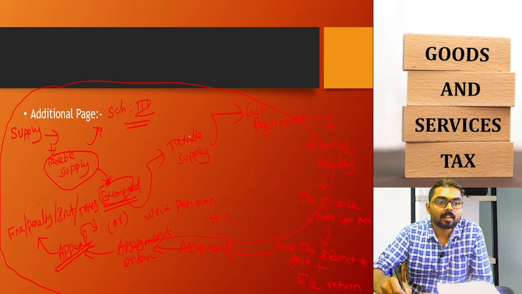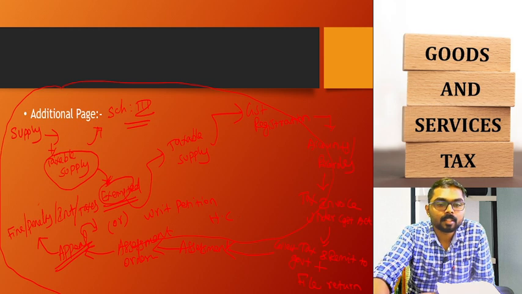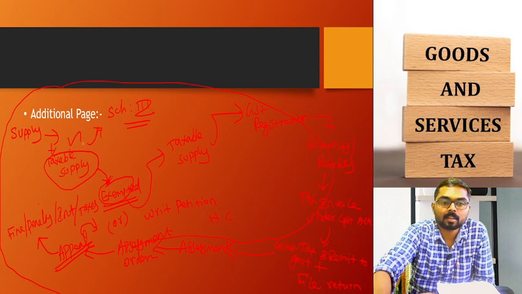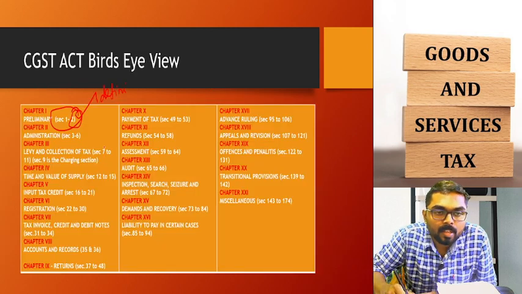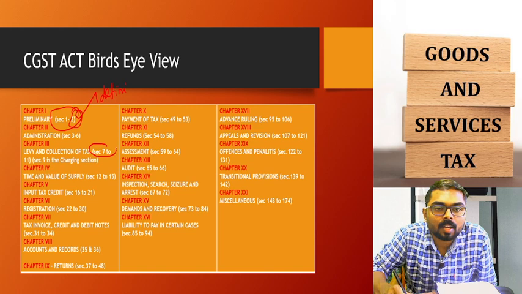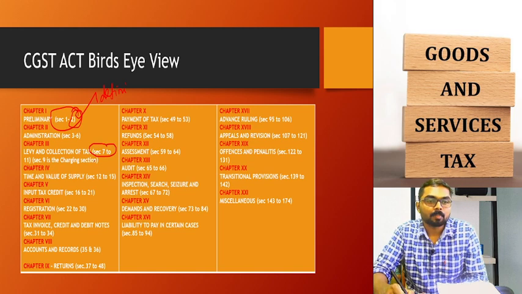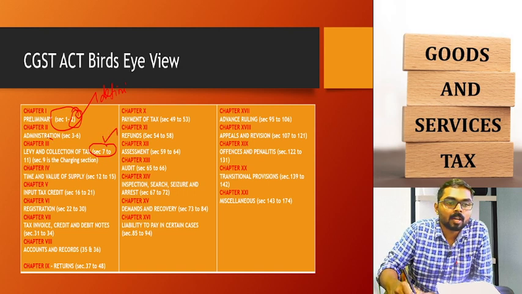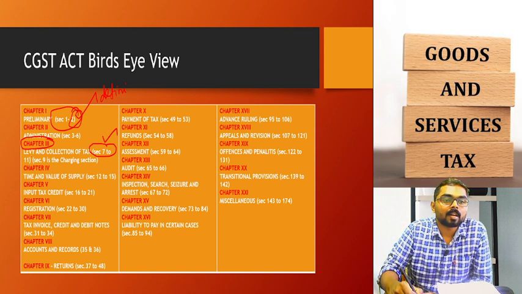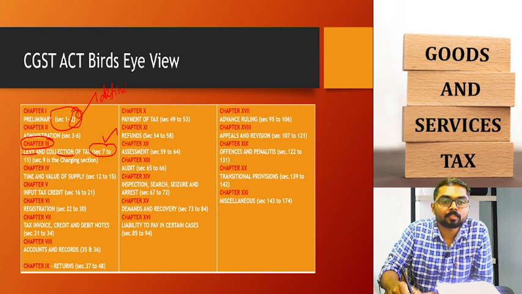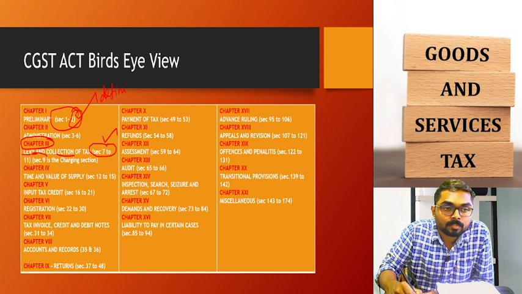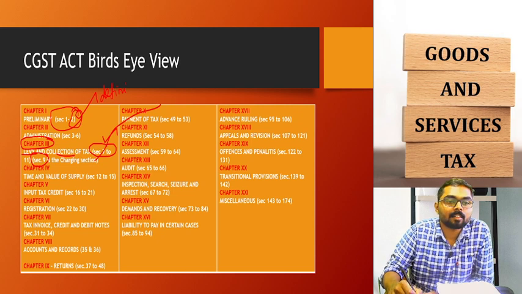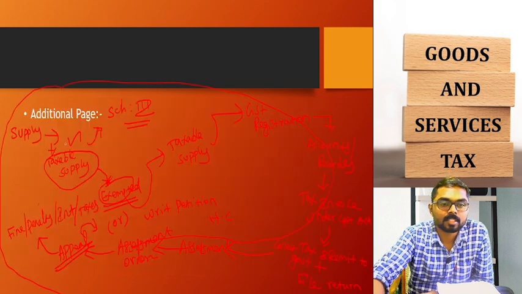Then, we already discussed that a businessman needs to check whether he is doing a supply or not. All the details regarding the supply are discussed in section 7 to section 11 of the CGST Act 2017, levy and collection of tax. And the heart of the CGST Act, section 9, that is the charging section. All the things are covered in chapter 3 of the CGST Act.